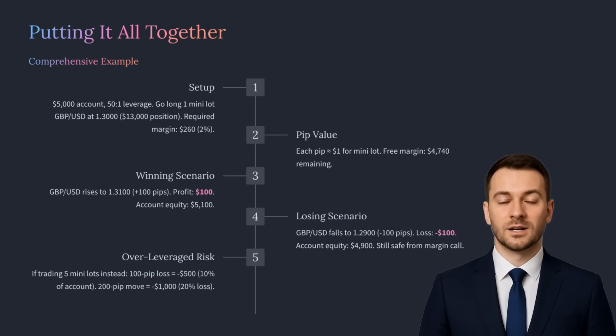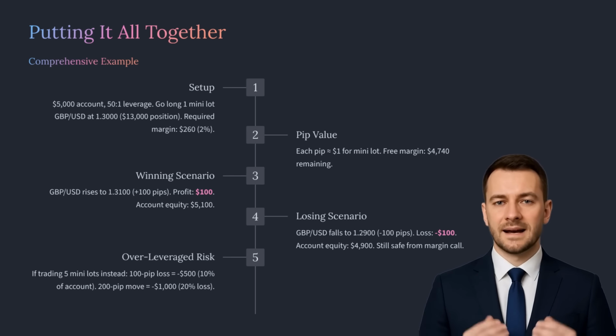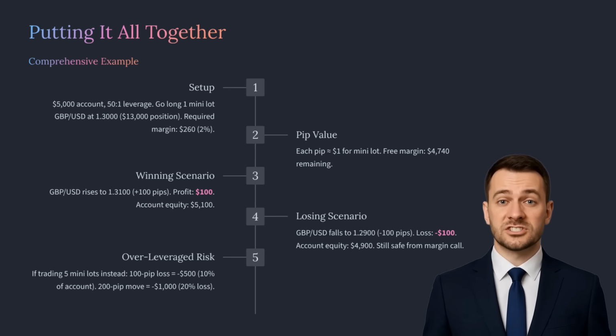Let's bring the concepts together with a comprehensive example. You have a $5,000 trading account. You decide to go long one mini lot of GBP/USD, 10,000 pounds, at an exchange rate of 1.3000, using 50:1 leverage. The notional value of this trade is $13,000, because 10,000 GBP x 1.30 equals $13,000. At 50:1 leverage, the required margin is 2% of $13,000, which is $260. So $260 of your account is set aside as margin for this trade, leaving you with $4,740 free margin.